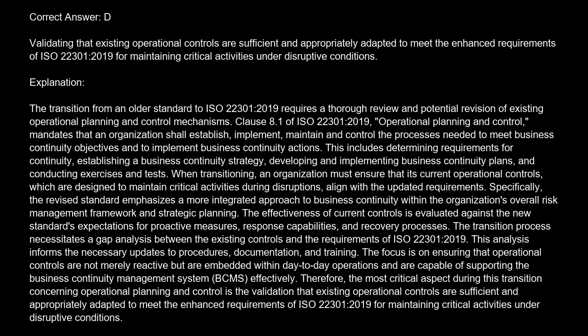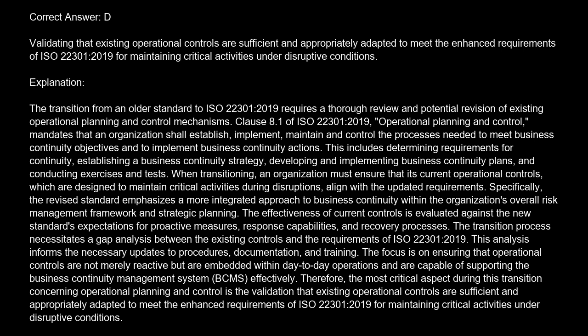Correct answer is D. Validating that existing operational controls are sufficient and appropriately adapted to meet the enhanced requirements of ISO 22301-2019 for maintaining critical activities under disruptive conditions. Explanation. The transition from an older standard to ISO 22301-2019 requires a thorough review and potential revision of existing operational planning and control mechanisms.